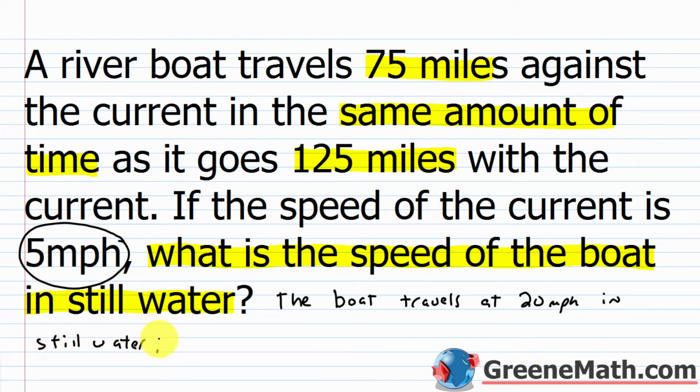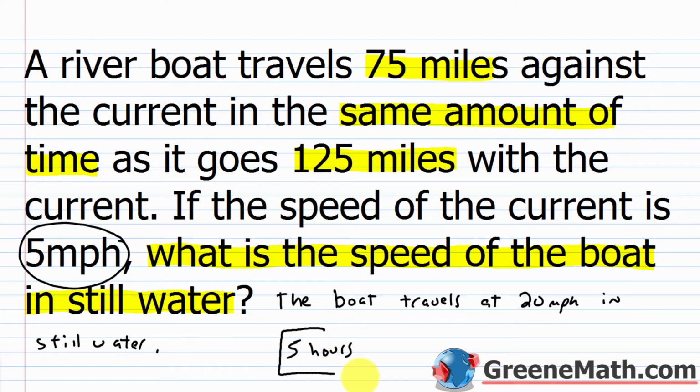Now, does that make sense in terms of the problem? Well, a riverboat travels 75 miles against the current. So 75 miles against the current. If the boat travels 20 miles per hour in still water, if it's fighting the current, and the current's 5 miles per hour, that means it's going 15 miles per hour. So to go 75 miles at 15 miles per hour, that would take 5 hours. So it would take 5 hours.